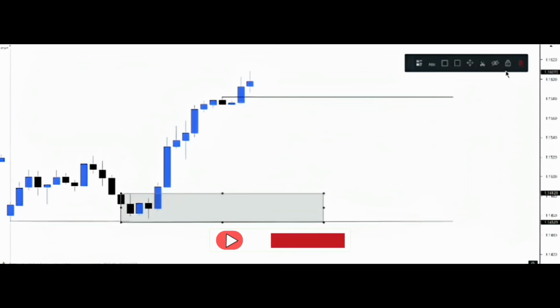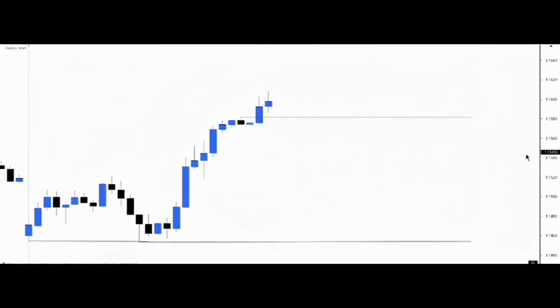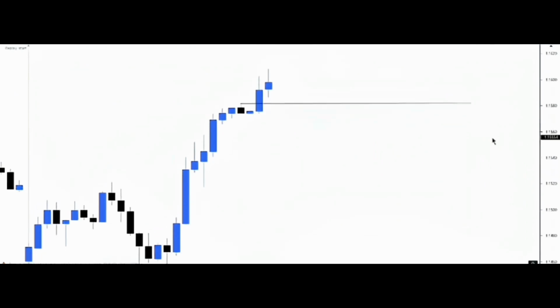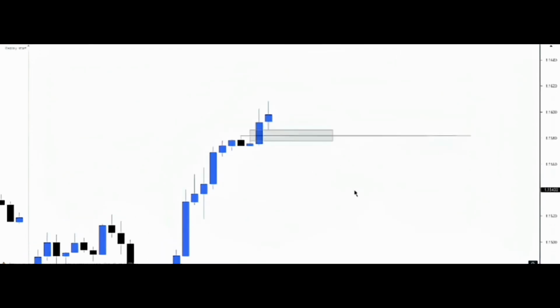So this is no more valid here. We take it out. Now that it has broken and closed, it has to close above. I forgot to tell you that. It has to close above. Now that it has closed above, where is your zone here? Now, this is your zone. This is your fair value gap from this high, from this candle's high to this candle's low. It's your fair value gap. Simple. So you want to take your trade from there directly to go higher.